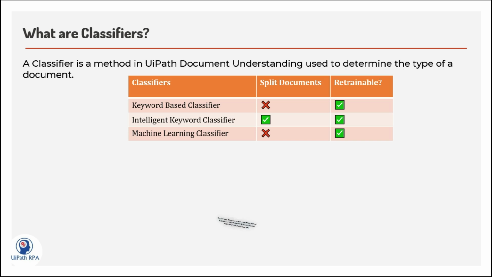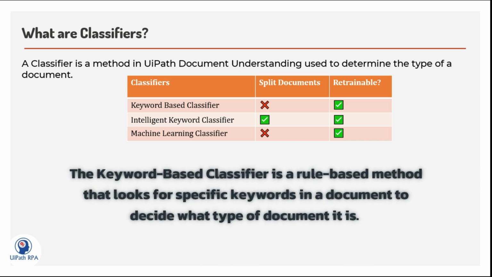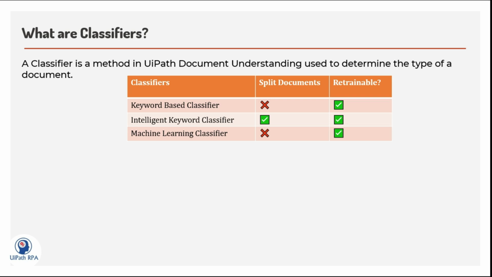The keyword based classifier is, we can say, a rule based method that looks for specific keywords in a document to decide what type of document it is. This classifier scans the text and compares it with the keywords that we have defined for the document type, and then it works that way.